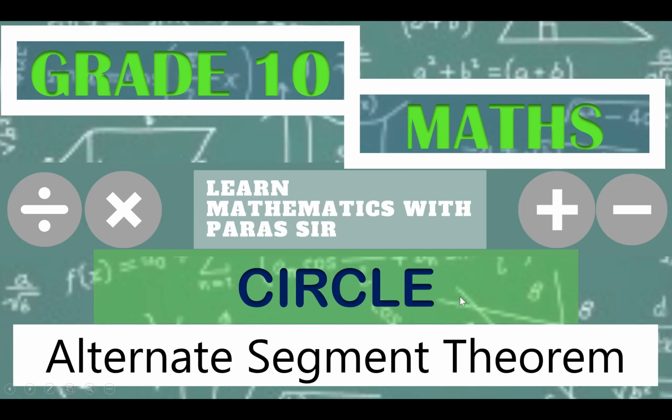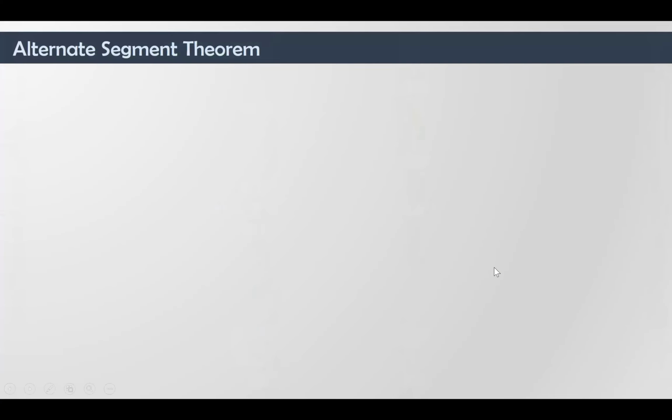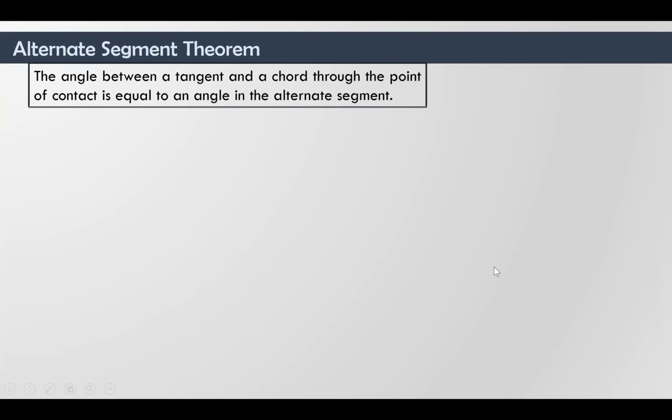In this video, I'm going to explain one of the theorems of a circle, that is alternate segment theorem. So let us start with the statement of the theorem. The theorem says the angle between a tangent and a chord through the point of contact is equal to the angle in the alternate segment.